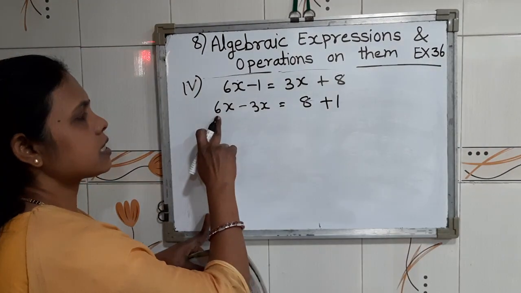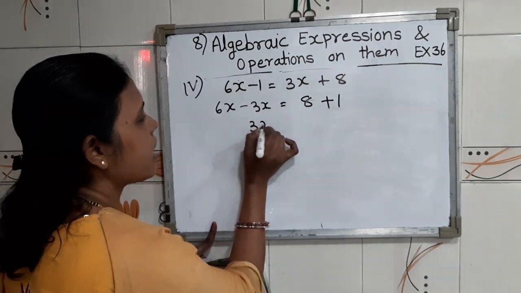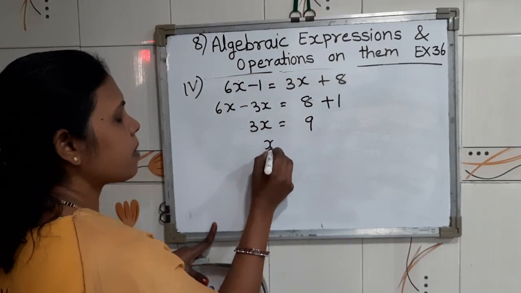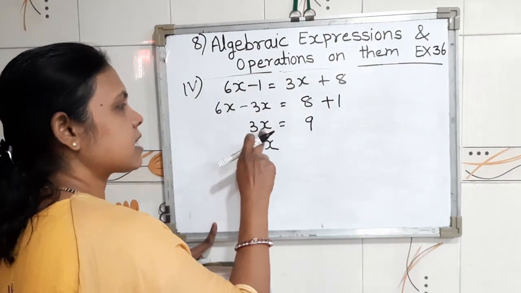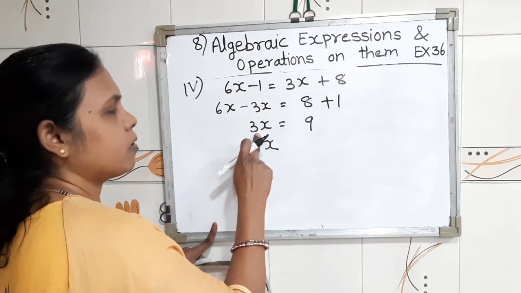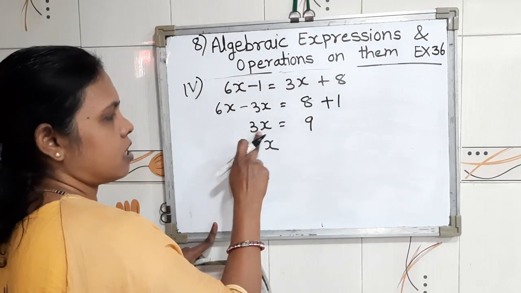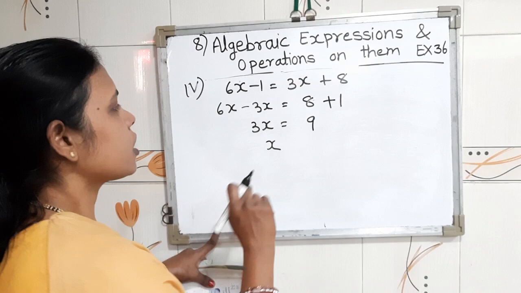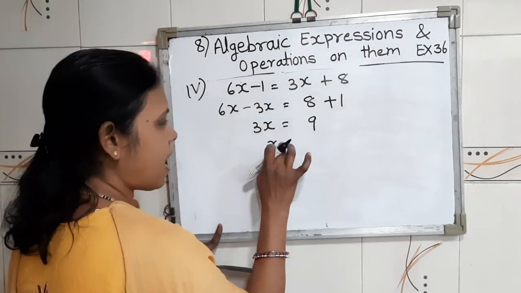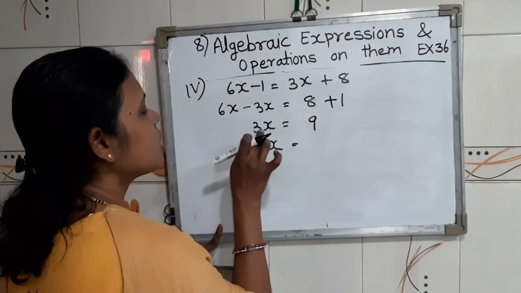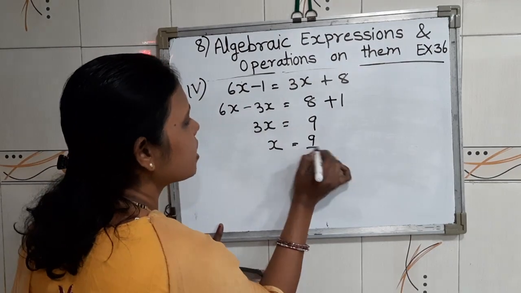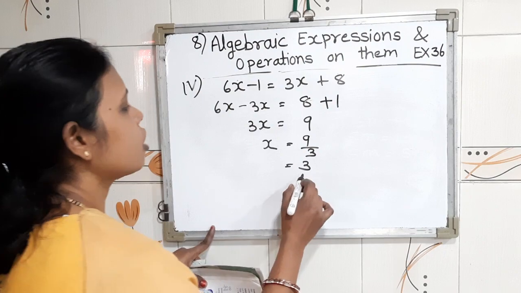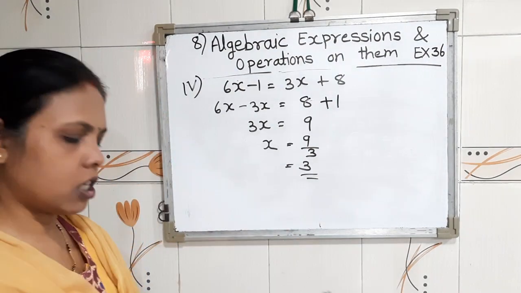Next one, 6x minus 3x, 3x equal to 8 plus 1, 9. x will remain as it is. 3x is in multiplication. In between both this number 3 and x, no sign is there, means multiplication sign is there. Therefore, x we will keep as it is, equal to this 3 we will divide in other side, that is 3. 3 3s are 9. Therefore, the value of x equal to 3.